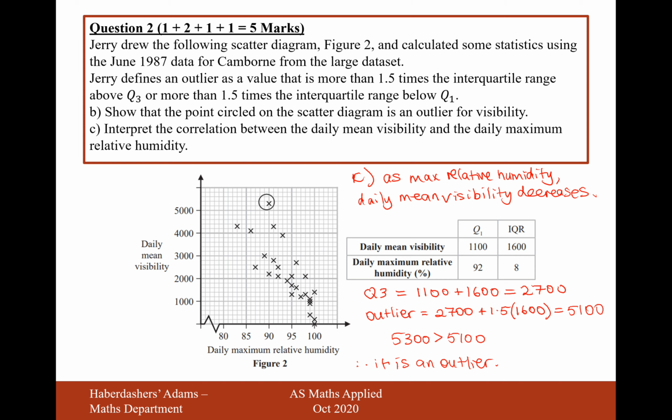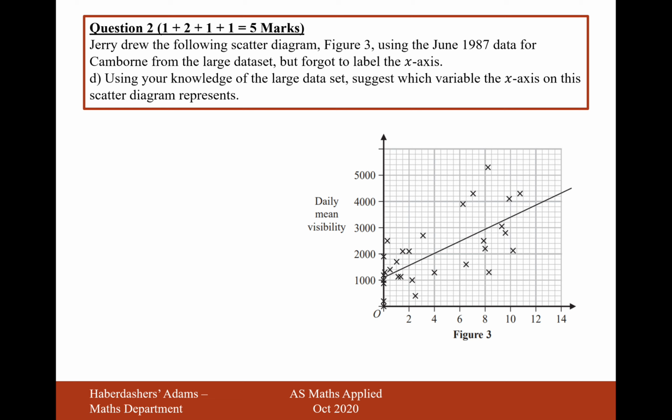Let's move on to part D now, so the final part for this question. Jerry drew the following scatter diagram in Figure 3 using June 1987 data for Camborne from the large dataset, but forgot to label the x-axis. Using your knowledge of the large dataset, suggest which variable in the x-axis the scatter diagram represents. Well, it looks like there's positive correlation between this variable and daily mean visibility. So we need to think of something that will be positively correlated with visibility.